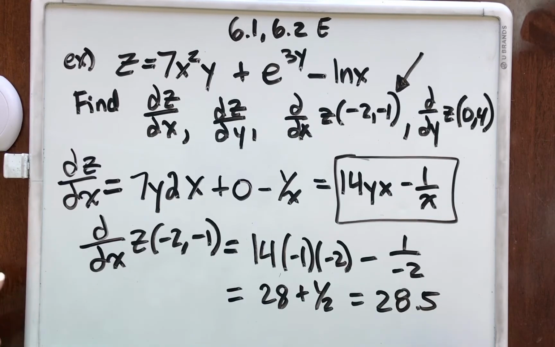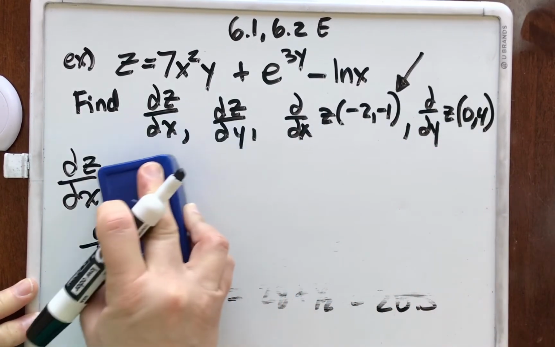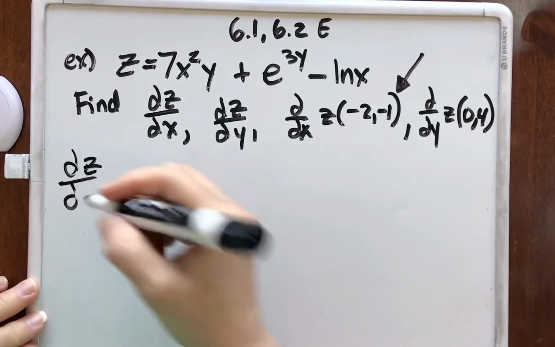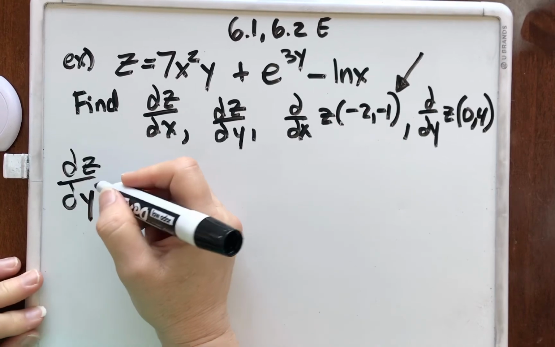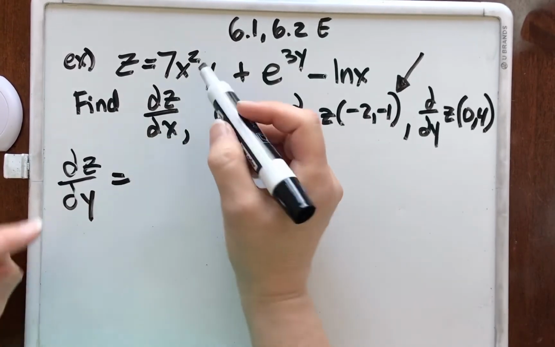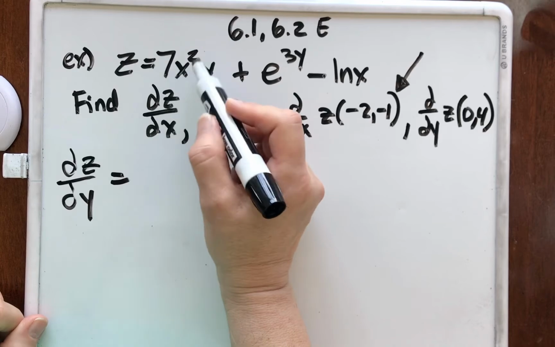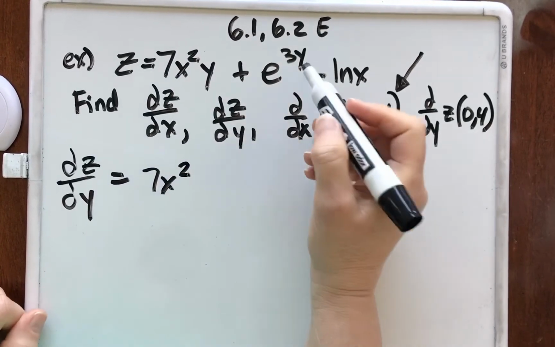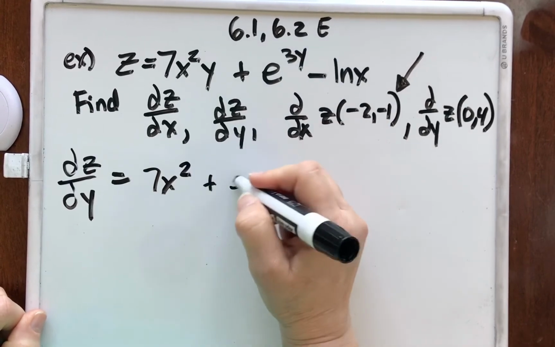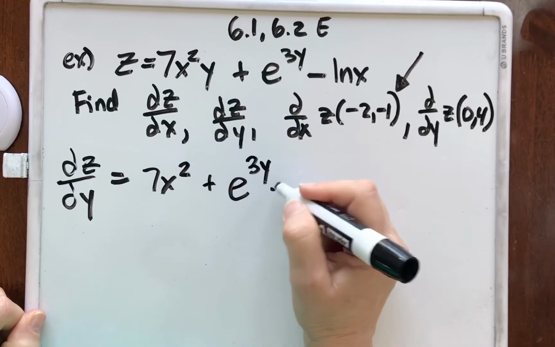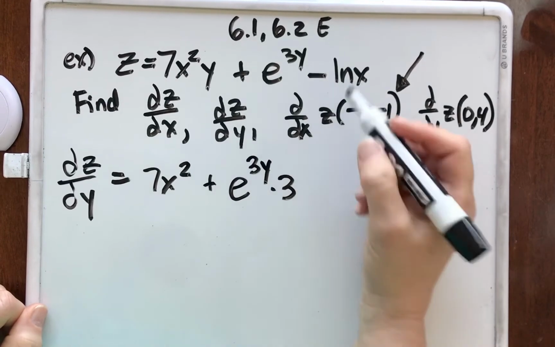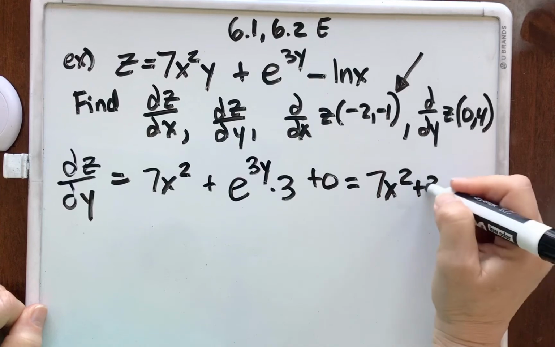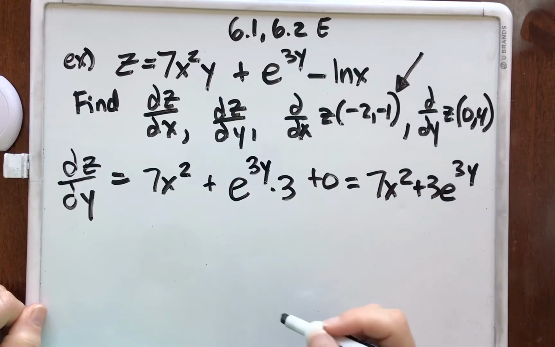Okay, now let's go the other way. We're going to take the partial derivative with respect to y. Y is the variable. This is all constant now. So 7x squared. Y is a variable, so we have e to the 3y. Take the derivative, times 3. This is just a constant, plus 0. So we have 7x squared plus 3e to the 3y.